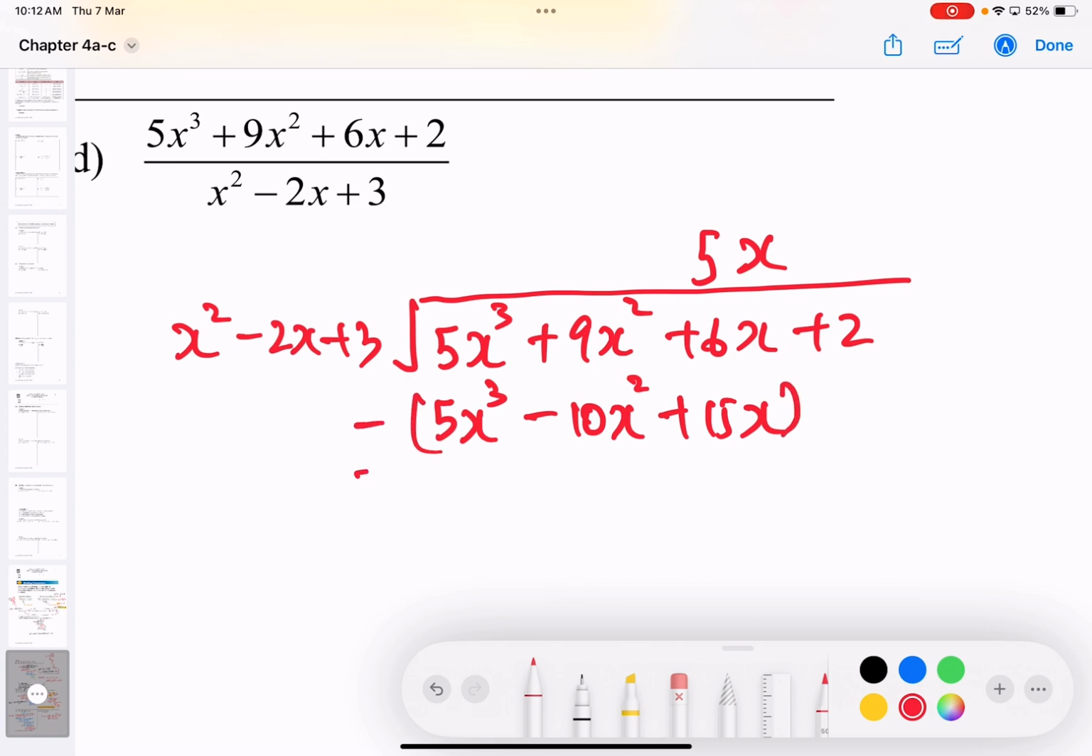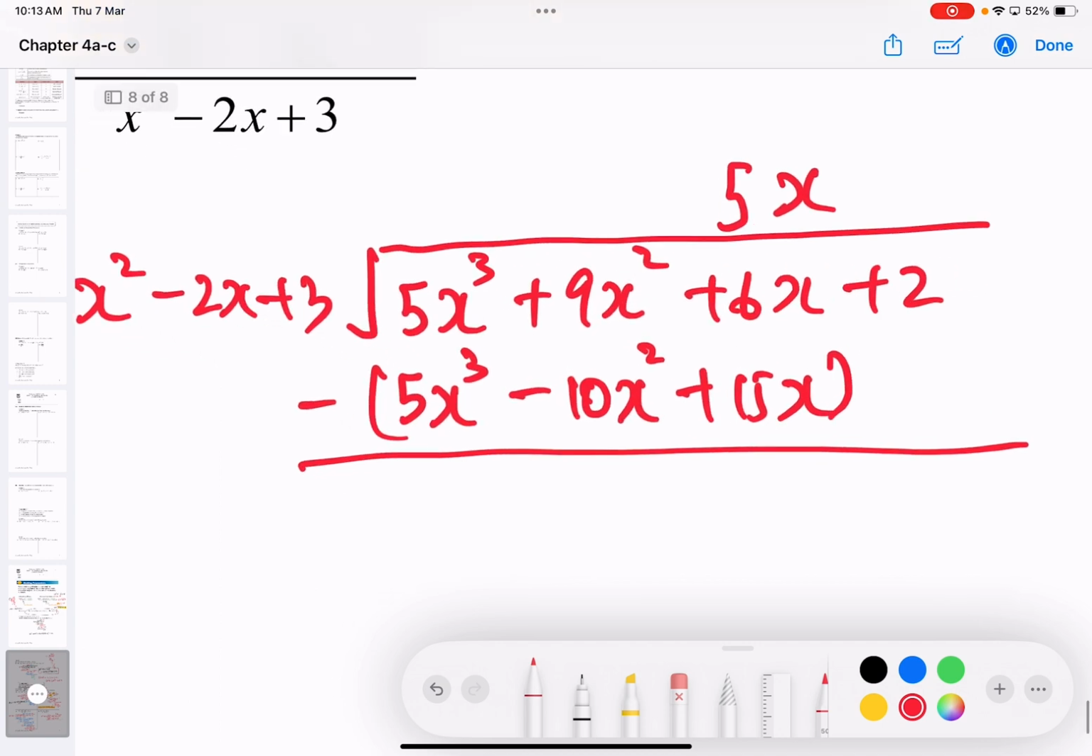I just put a minus on the outside, and then I just do it individually. This one, be very careful. So 5 minus 5 gives me 0. 9 minus negative 10, minus a negative gives positive 10, so it's 9 plus 10. You should get 19. Already I know some of you make mistakes. It's very common for you to make mistakes, so please make sure you're correct.